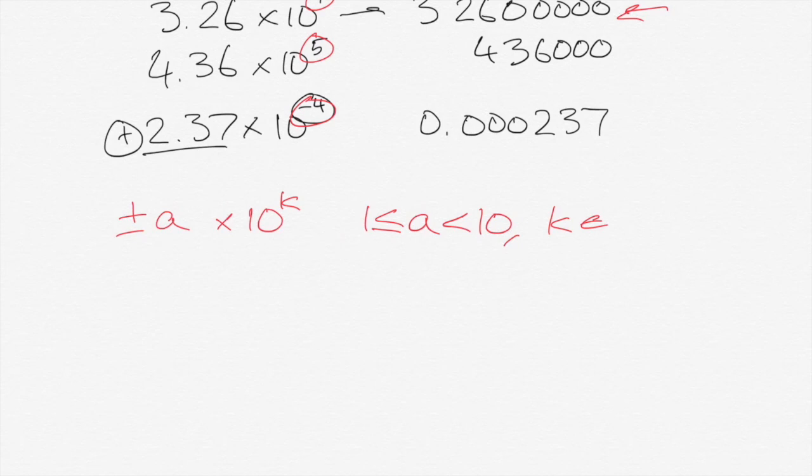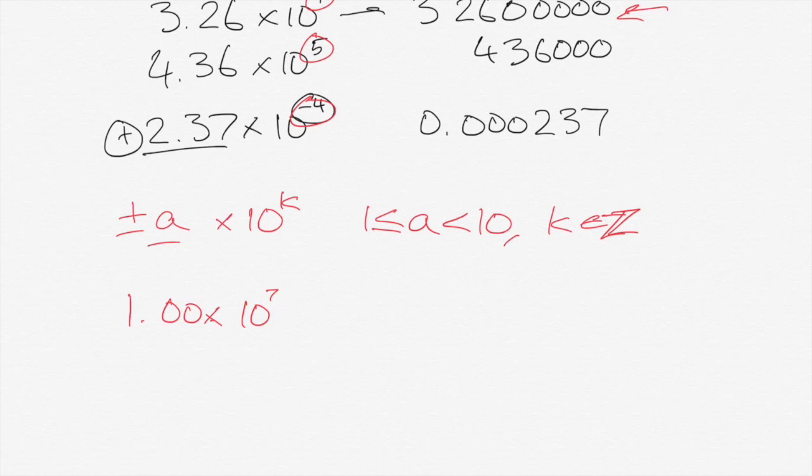If k is not an integer, that's my symbol for integers, which you'll know about if you've studied any maths, then it's not scientific notation. And this number here, this a value, must be between 1 and 10. It's allowed to be 1, so we could have 1.00 times 10 to the power of 7.